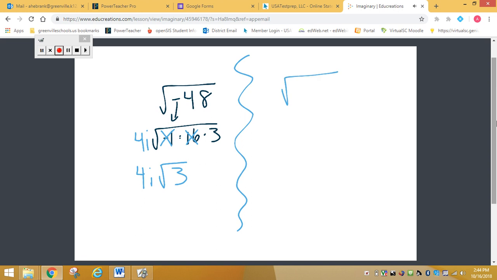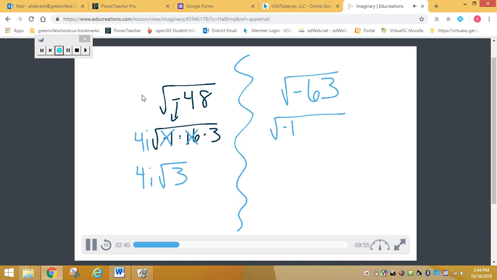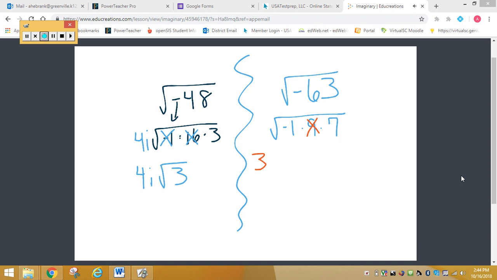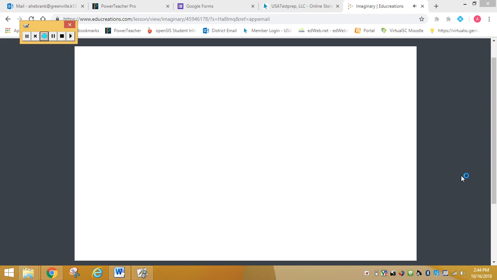Let's simplify the square root of negative 63. Again, I want to figure out what will go into 63. So I'm going to do negative 1, which gets rid of my negative. 63 is really 9 times 7. So the square root of 9 is 3. The square root of negative 1 is i. And what's left is a 7. So that's how you're going to do 1, 2, and 3 on your worksheet. Let me do one more. I'll let you guys try one just to make sure you really got this.